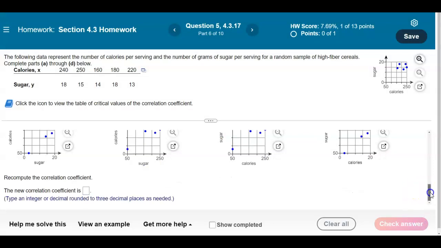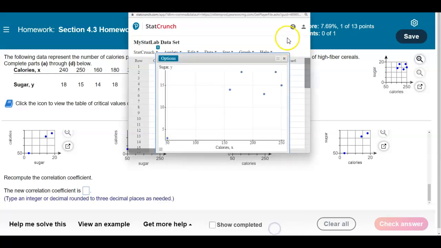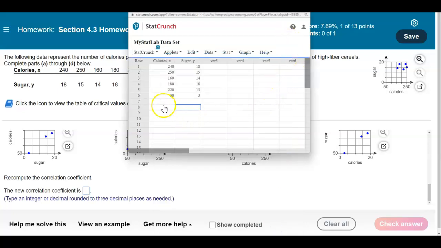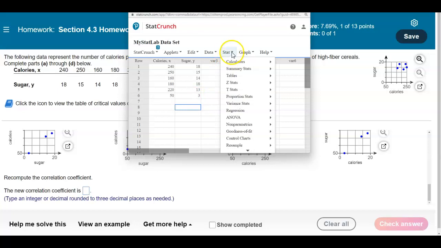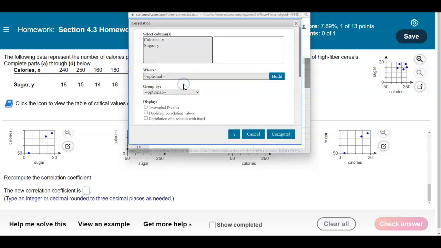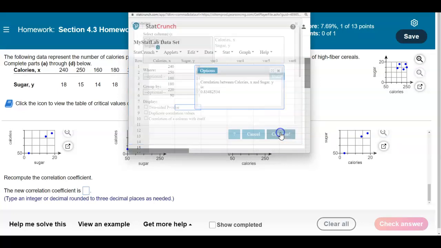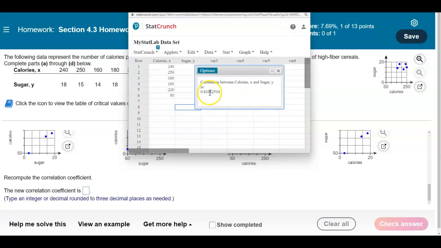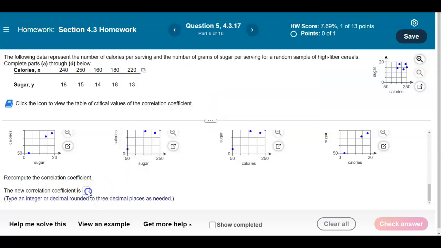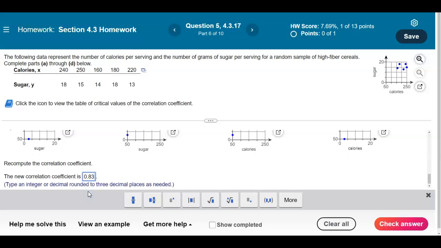Okay, next question, it says now recompute the correlation coefficient. So now we're going to go back and repeat that process with the added point. We're going to go to stat, and then select summary stats, and then go to correlation, and make sure that we select both calories and sugar. Select compute, and now the correlation, round to 3 decimal places. Well, that 8 needs to round that 4 up, so it's going to be 0.835. 0.835 now is the new correlation coefficient.